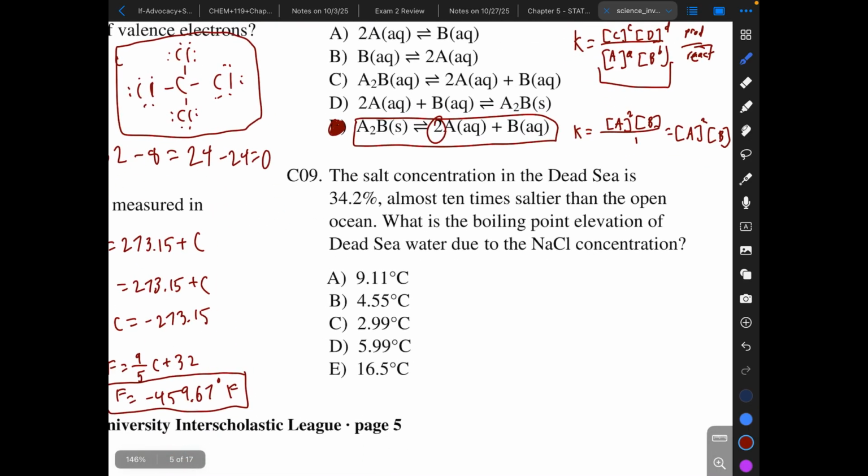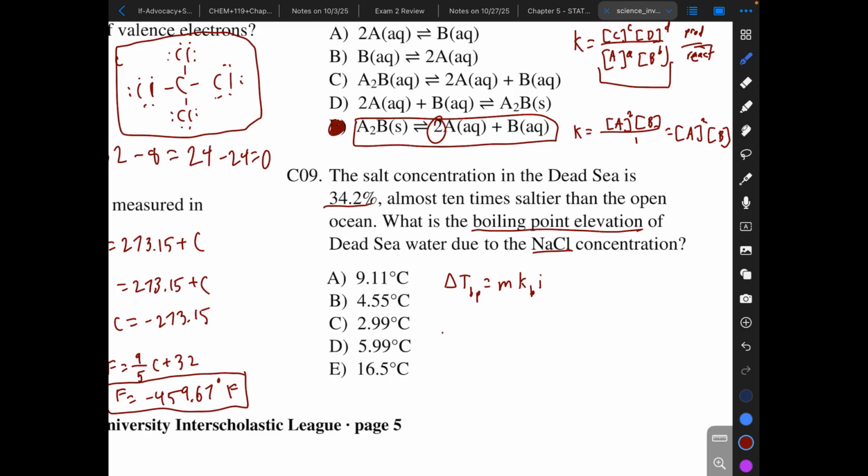For number 9, we're given that the salt concentration in the Dead Sea is 34.2%, and we're trying to find the boiling point elevation due to the sodium chloride concentration. So first we need to find the formula for the boiling point elevation. The formula for boiling point elevation is the molality of the solute times the boiling point constant times the van 't Hoff factor.